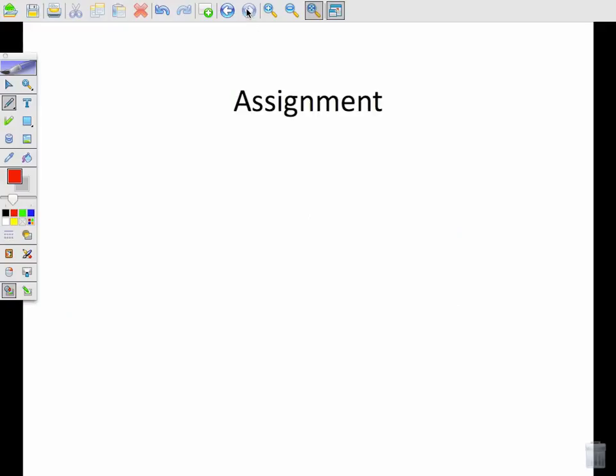All right, now what we're going to do is we're going to look at writing a complex number in standard form.